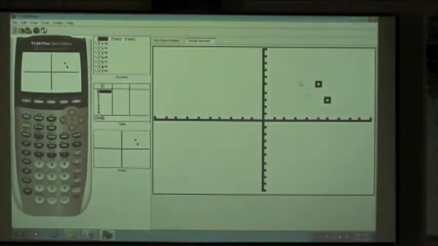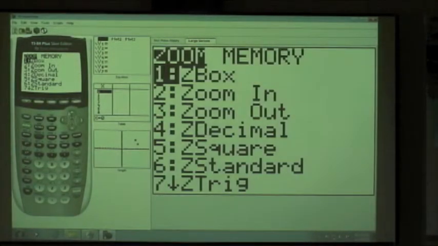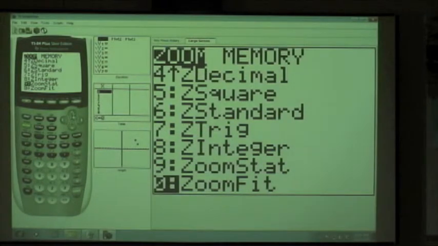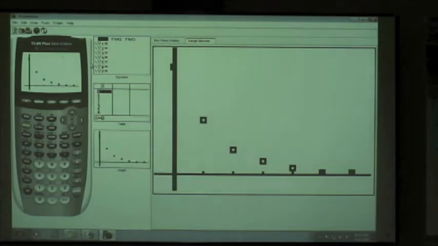So in order to see all of those points correctly here, remember you go to zoom and then you go to the one that says zoom stat. When I click on zoom stat, it zooms in on those points that I have in the stat menu of my calculator. So you enter the points in at stat, you go to stat plot to plot the points, and you go to zoom stat to zoom in on the points.